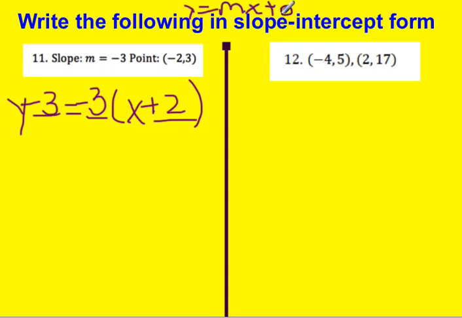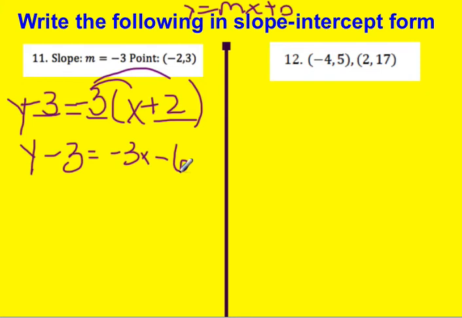Okay, so what we need to do is we need to isolate that y. I need to algebraically manipulate this so the y is by itself. So I'm going to go ahead and distribute that -3. And so I'm going to have y minus 3 is equal to a -3 times x, which is -3x. And then -3 times 2, which is going to become -6.